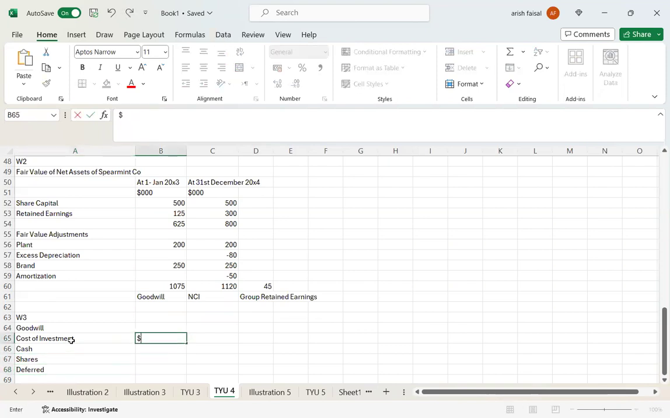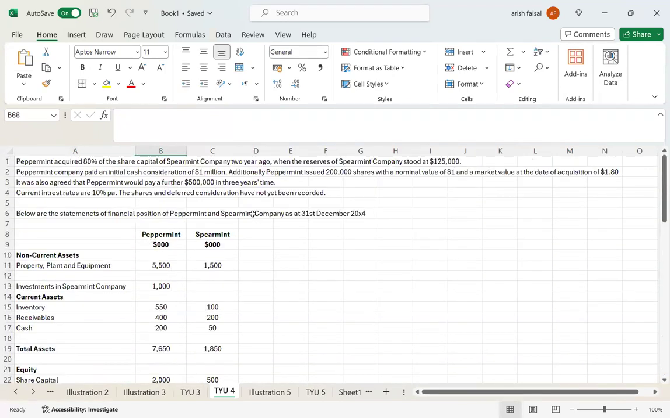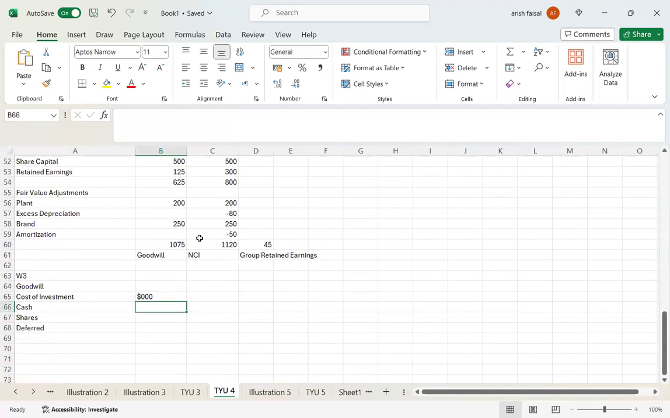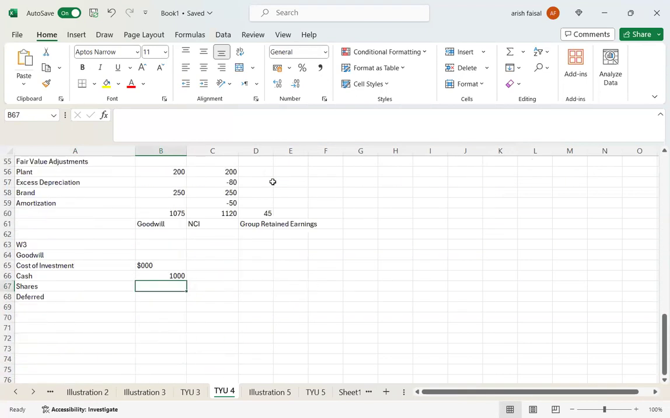Now, cash consideration is quite obvious. It's already given to you in the question at 1 million. Okay. So I'll write down 1 million over here. But for share consideration, they said directly in the question that the parent company has issued 200,000 shares at a market value of 1.8. Likewise, if I have taken my net assets at fair value, I also need to take my cost of investment at fair value. So this will be 200 into 1.8. So that will give me 316.